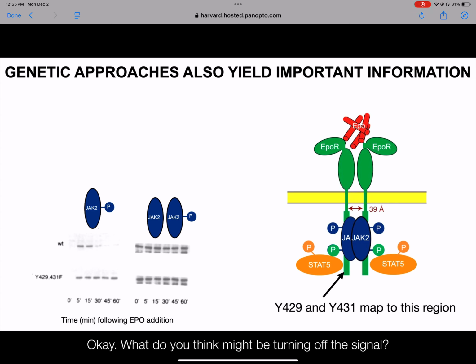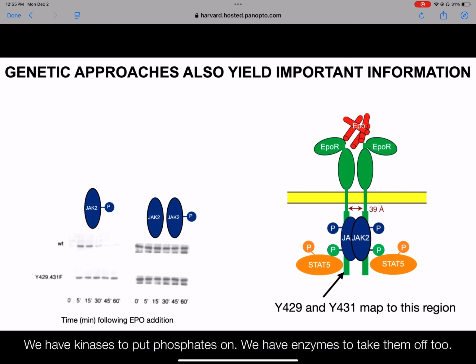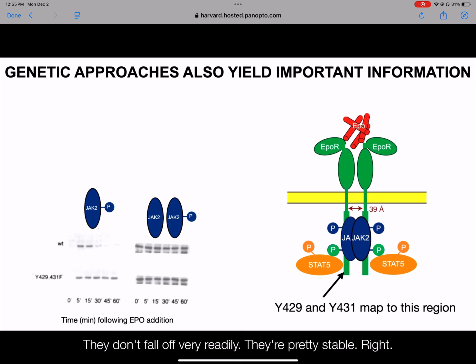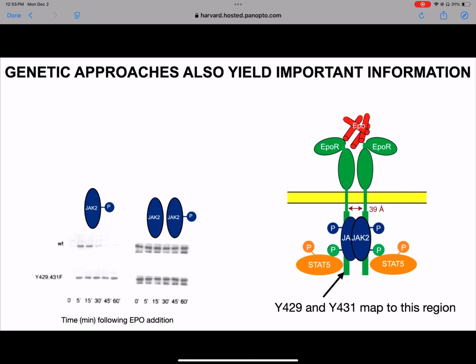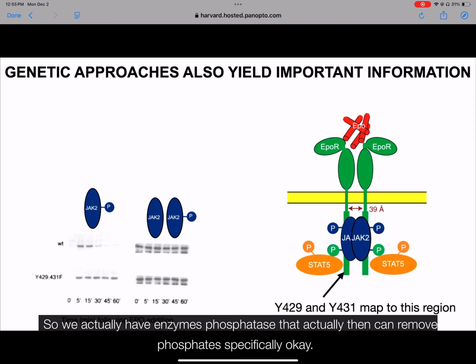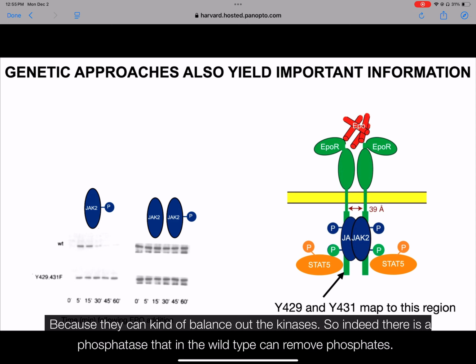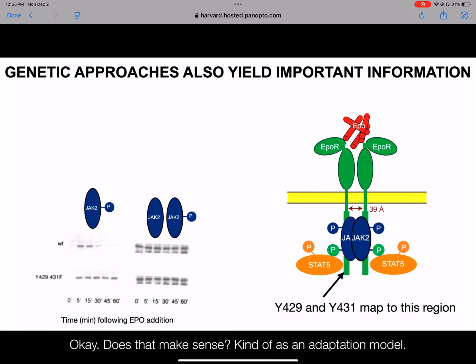Okay, what do you think might be turning off the signal? Like how are we getting rid of this phosphate? Right? We have kinases to put phosphates on. We have enzymes to take them off too. They don't fall off very readily. They're pretty stable, right? So just through normal chemistry in the cell, they're not going to fall off. So we actually have enzymes, phosphatases, that can remove phosphates specifically. Okay, so they can balance out the kinases. So indeed, there is a phosphatase that in the wild type can remove phosphates. Okay. Does that make sense as an adaptation model?